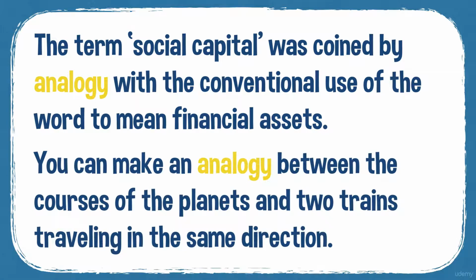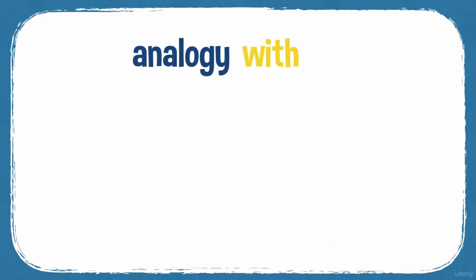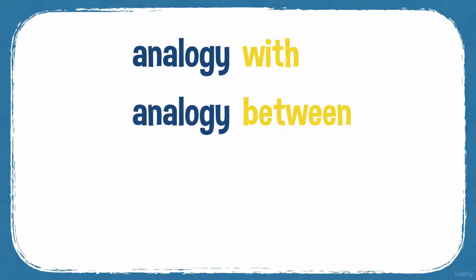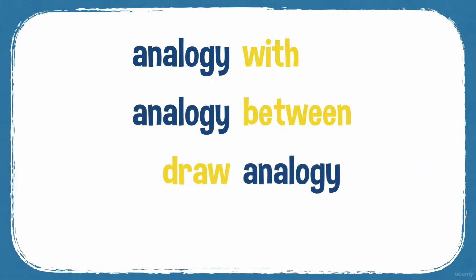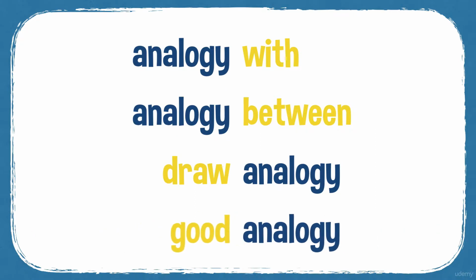You can make an analogy between the courses of the planets and 2 trains travelling in the same direction. So if you want to explain to somebody the movement of the planets, you can use an example of 2 trains moving. You're making an analogy. You're making it easier for somebody to understand the movement of planets. And you can have an analogy with something, an analogy between 2 things, and you draw an analogy, and you can make a good analogy as well.